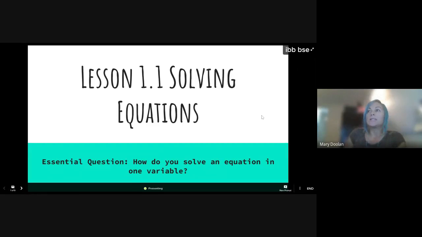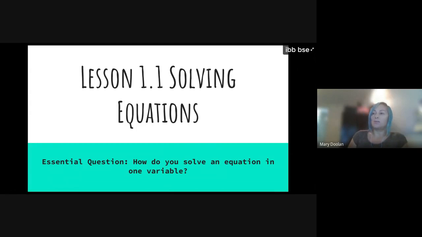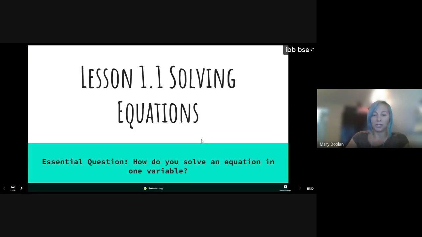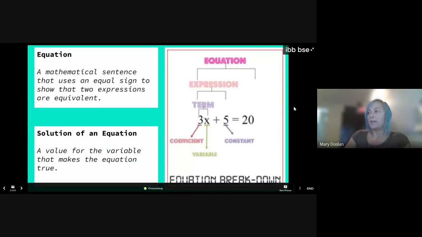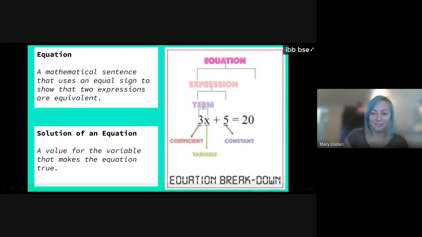So this lesson is 1.1, solving equations, and your EQ is how do you solve an equation in one variable, which means that we're looking at equations that have one variable in it, like an x that you're solving for, or an m, something like that. And this is review, so it's been a while. We had a nice long extended summer, early summer start. So we're going to go back and revisit how we solve equations, and we want to look at some vocabulary first.